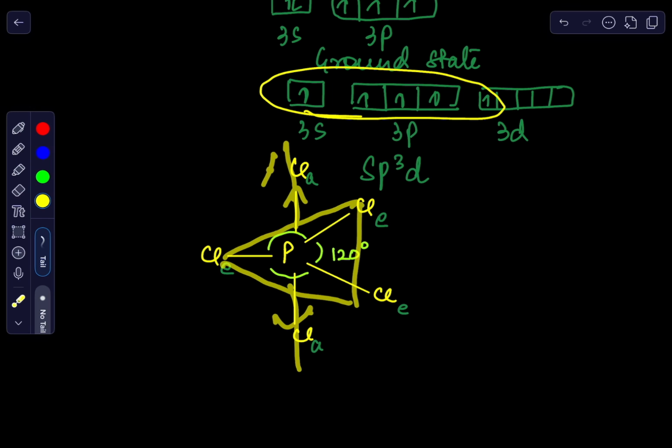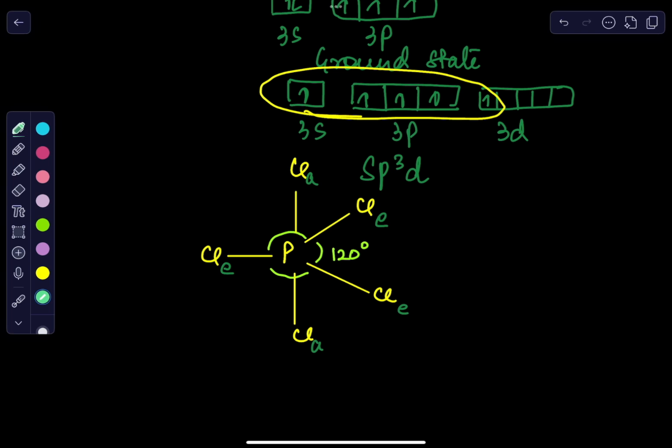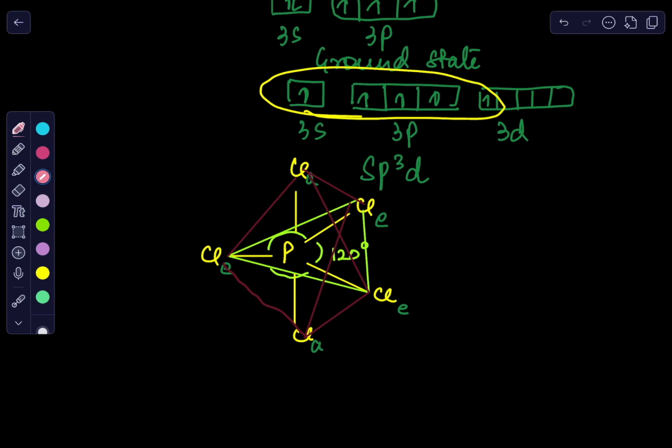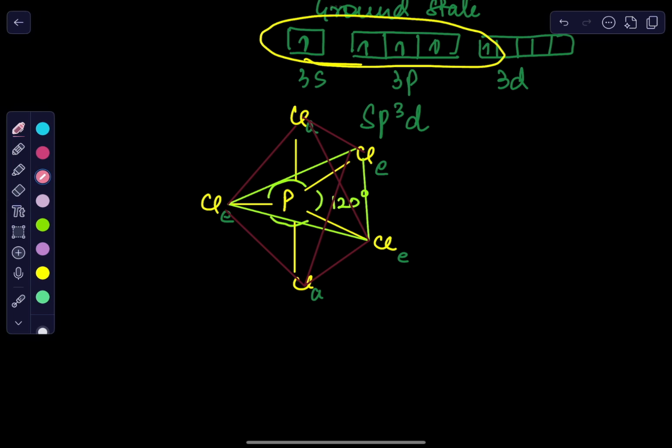So these 3 will form a plane and trigonal planar, whereas these 2 are above and below the plane, thereby giving the molecule a shape of trigonal bipyramidal. Bipyramidal means 2 pyramids are present. You can imagine that 2 pyramids are present here, and their bases are touching each other. So that is how we get it.